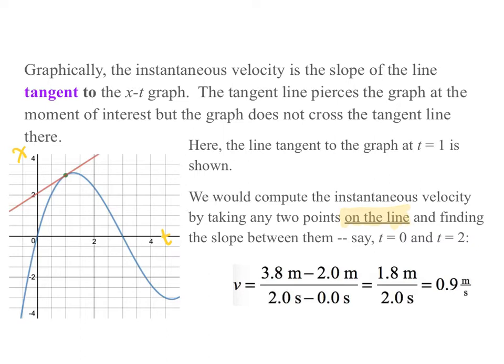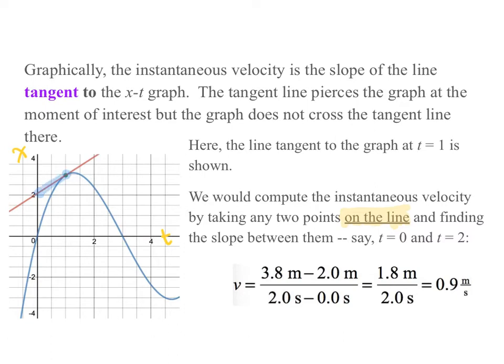Illustrated here by saying, let's take 0 and 2 seconds, and so we take at 0 seconds the graph is at 2, and at 2 seconds the graph is at 3.8, and we find the slope of the line connecting them.